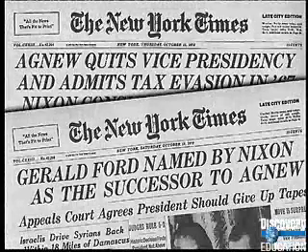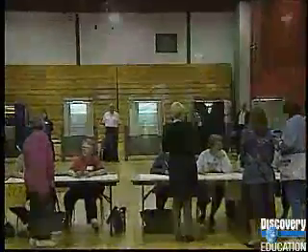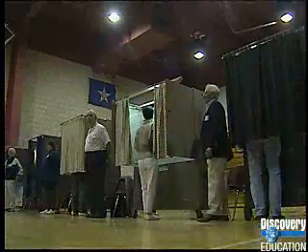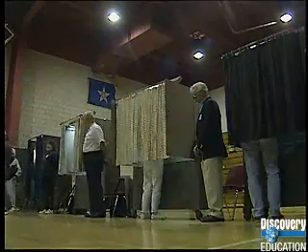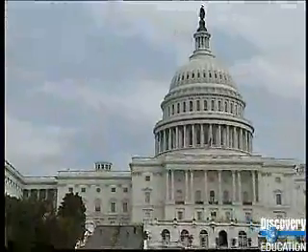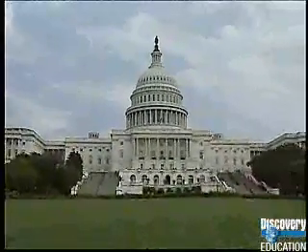The 25th Amendment is another one that deals with presidential succession. The 26th Amendment sets the age for voting at 18. Before that, every state could set whatever age it wanted. In most states, the voting age was 21. Amendment 27 went into effect in 1992. It deals with pay raises for members of Congress.